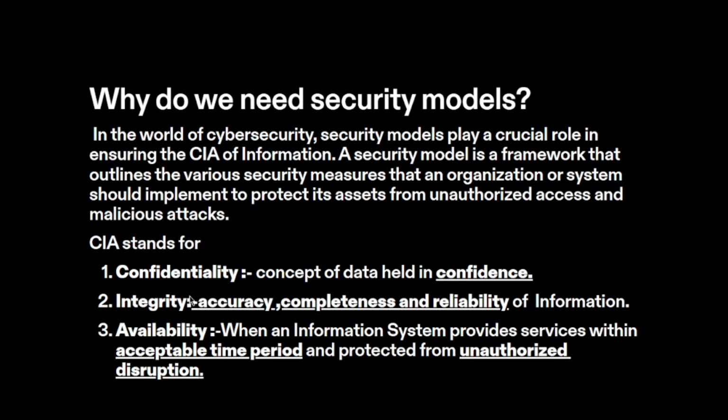So what does CIA stand for? CIA stands for confidentiality, integrity, and availability. Confidentiality refers to protecting the data from unauthorized access. The concept of data held in confidence is known as confidentiality of data. Integrity is used to validate the accuracy, completeness, and reliability of information, right? And availability is when an information system provides services within an acceptable time period and is protected from unauthorized disruption. Then it is known as availability. So we need security models to ensure that all three are maintained.